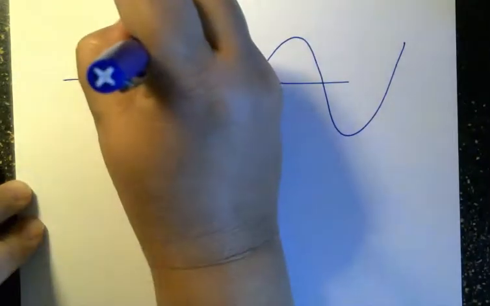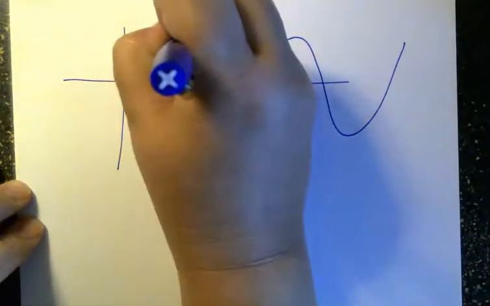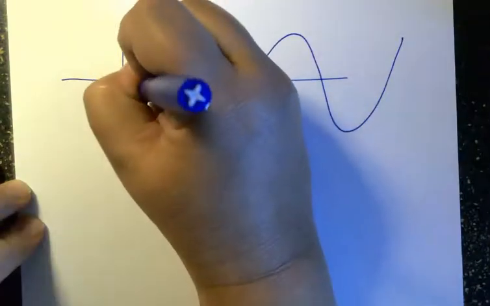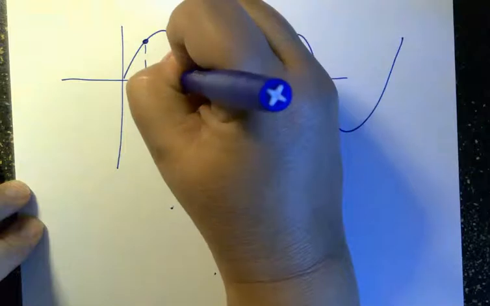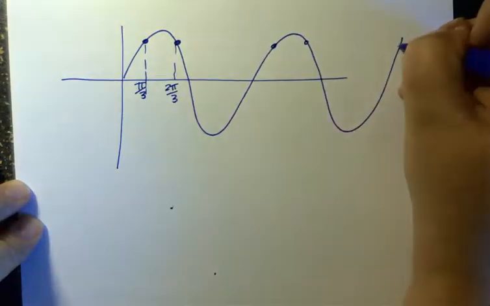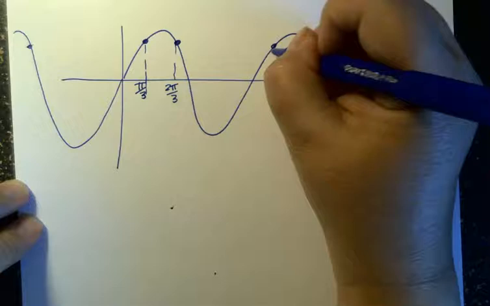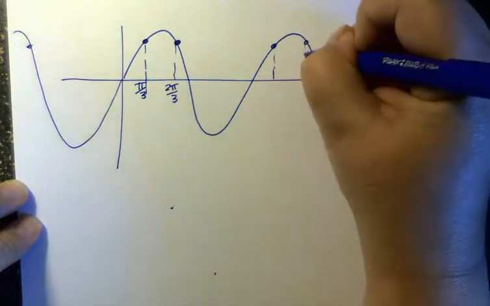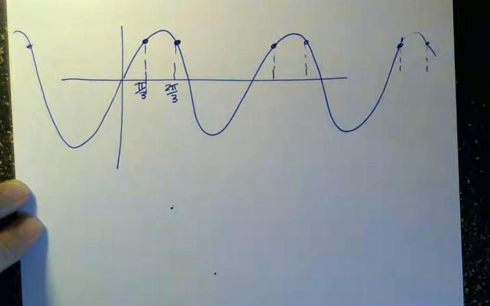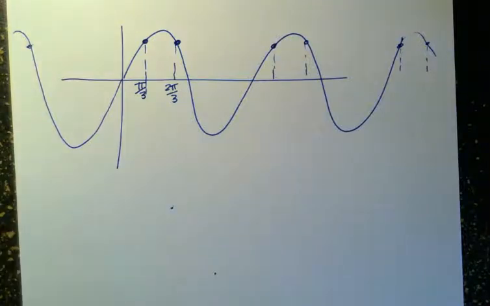The place here, something like this, would be root 3 over 2. So here it is at pi over 3. Here it is at 2 pi over 3. And then we get there again, and then we get there again, and so on. And we would get there going negative too. There are infinitely many places where my y value is root 3 over 2. So that's what it looks like with sine.